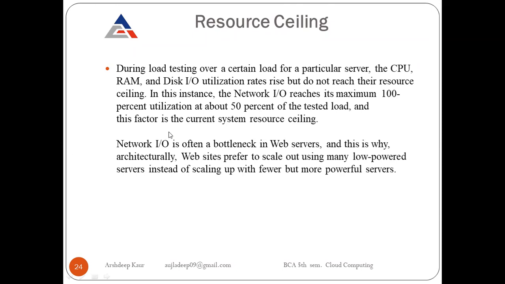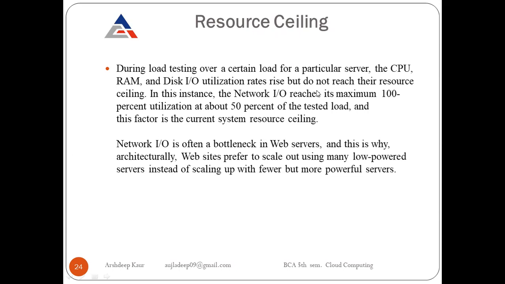It means when we go for load testing, CPU, RAM, disk IO utilization reaches its maximum limit, that is 100% utilized, at only 50% of the tested load. And this factor is the current system resource ceiling. Network IO is often a bottleneck in web servers, and this is why websites prefer to scale out using many low powered servers instead of scaling up with fewer but more powerful servers.